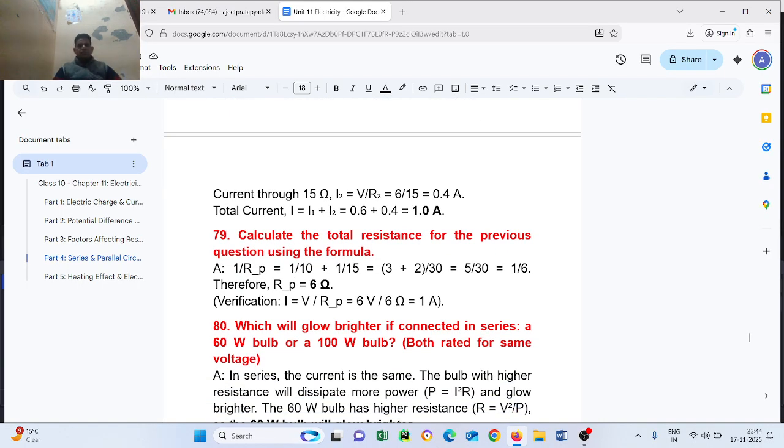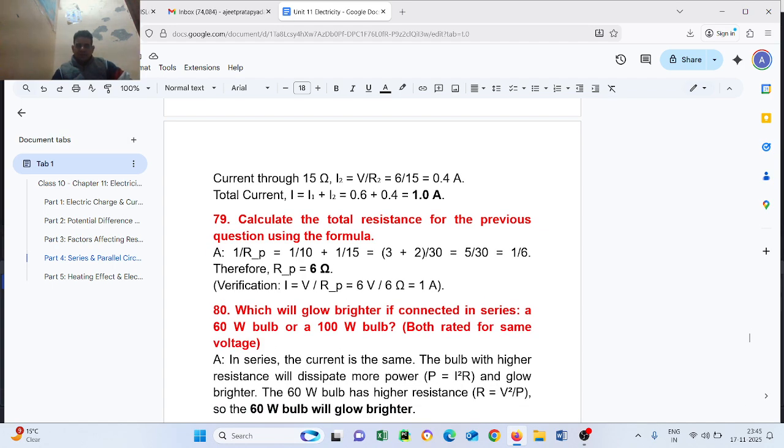Question number 79. Calculate the total resistance for the previous question using the formula. 1 upon Rp equal to 1 upon 10 plus 1 upon 15, equal to 3 plus 2 upon 30, equal to 5 upon 30, equal to 1 upon 6. Therefore, Rp equal to 6 ohm. Verification: I equal to V upon R equal to 6 volt upon 6 ohm, equal to 1 ampere.